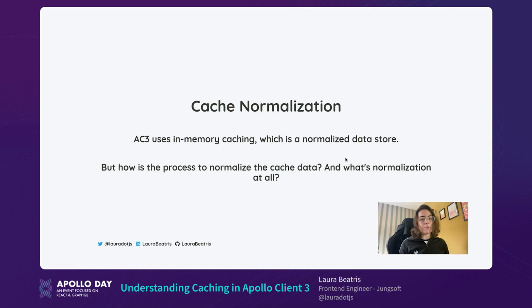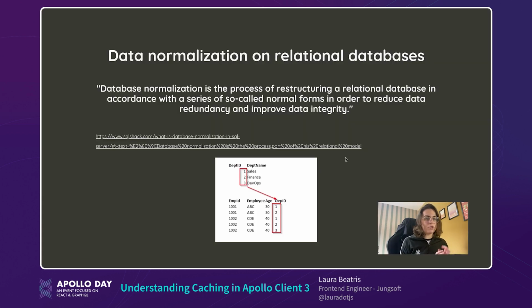AC3 uses in-memory caching, which is a normalized data store. But what is the process to normalize the cache data, and what is normalization at all? Data normalization isn't something just related to Apollo or GraphQL. Data normalization is a very important technique on relational databases, in order to reduce data redundancy and also to improve data integrity.